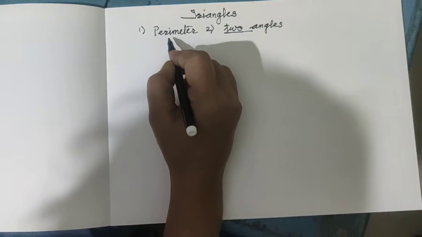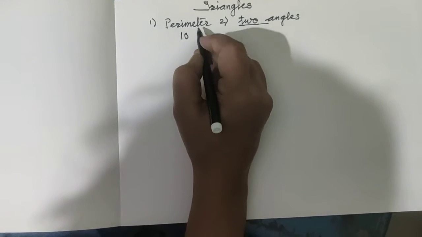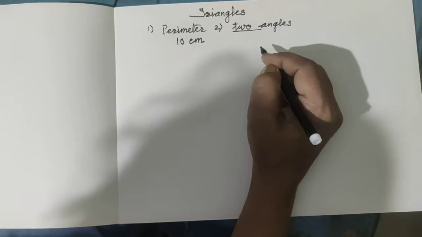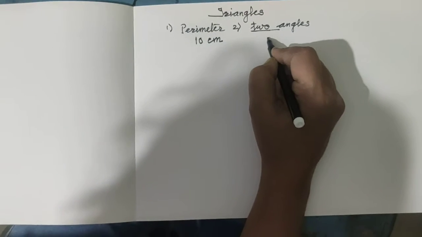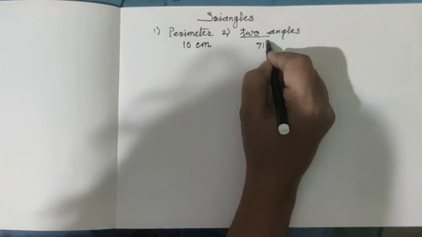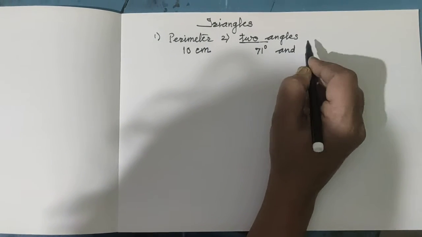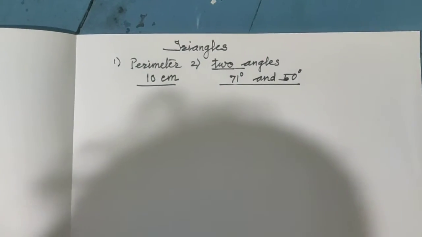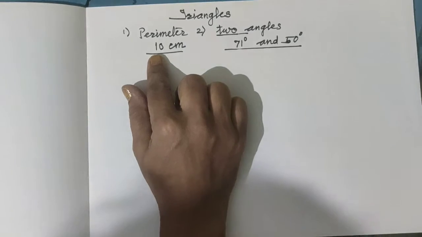Suppose we have to construct a triangle with its perimeter being 10 cm only, and two of its angles being 71 degrees and the second one 50 degrees only. So these things are given to us. Let's try to construct this. How to draw a proper triangle whose perimeter is 10 cm and whose two angles are 71 degrees and 50 degrees.